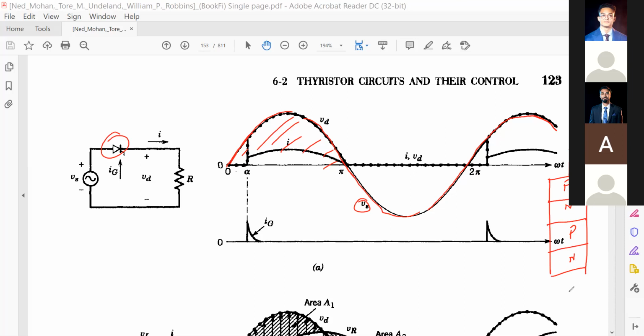This is your anode and this is your cathode. Now if we apply a positive anode to cathode voltage, this junction is forward biased, this junction is also forward biased, right? But this junction is reverse biased. Am I correct or not?